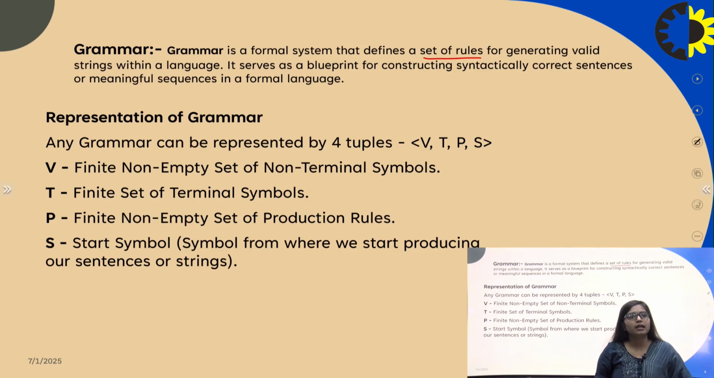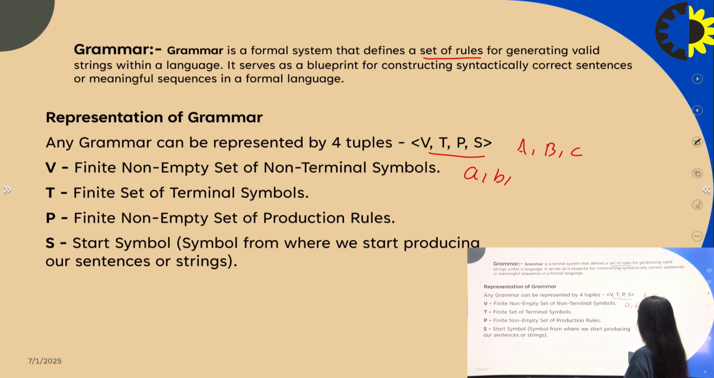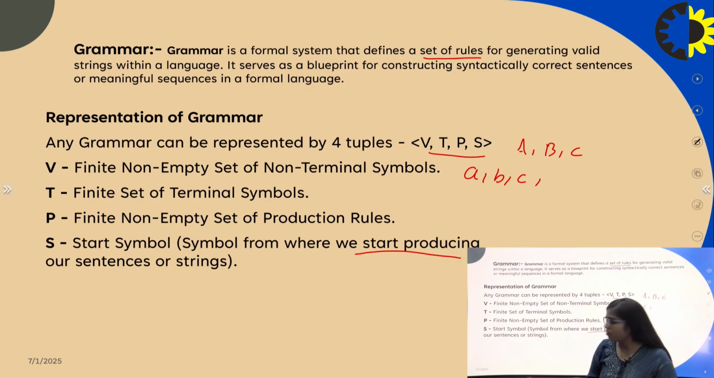We can represent the grammar as a 4-tuple: V, T, P and S. V represents non-terminal symbols, which are represented by uppercase letters like A, B and C. T defines terminal symbols, which are represented by small letters like a, b, c. P is a finite non-empty set of productions. S is the start symbol, the symbol from where we start producing sentences or strings.